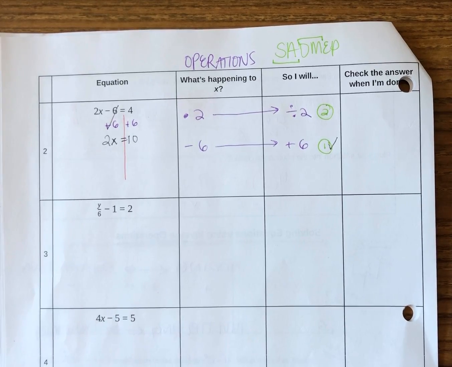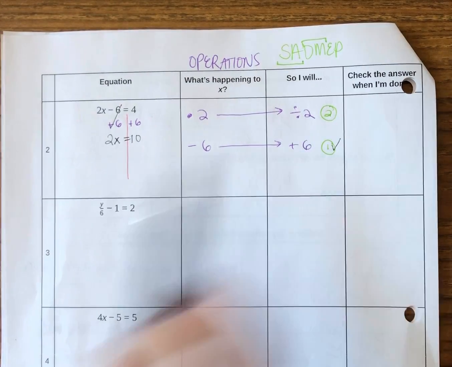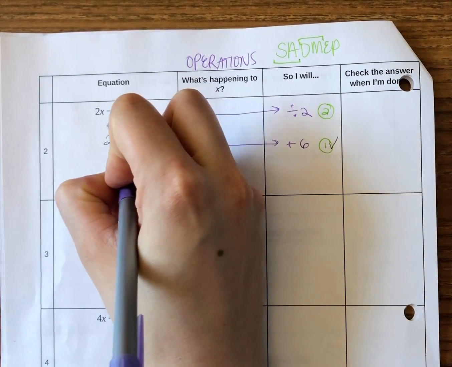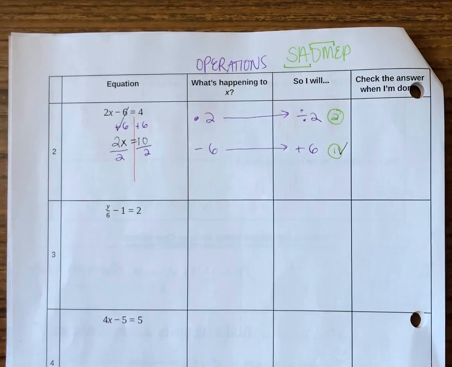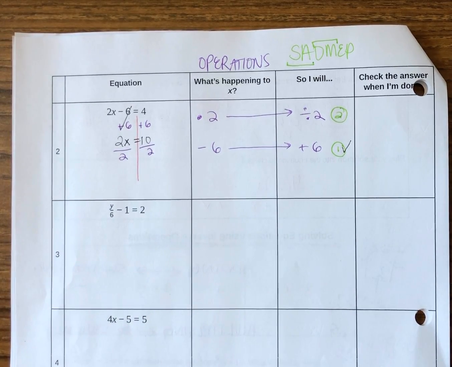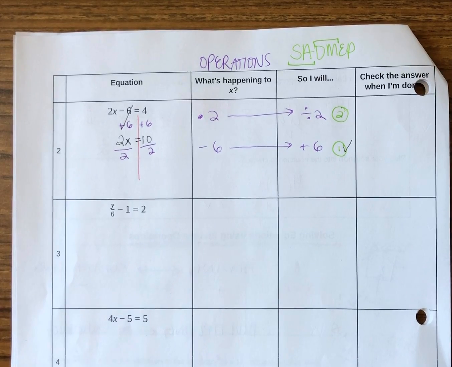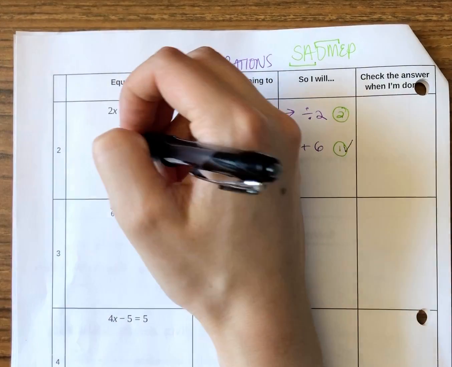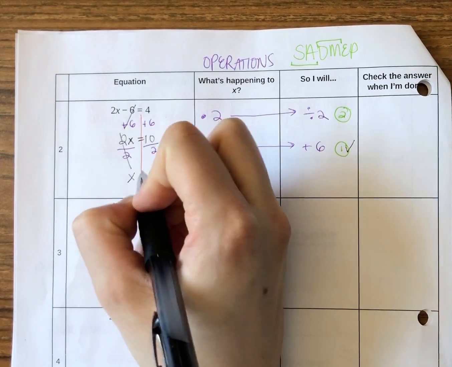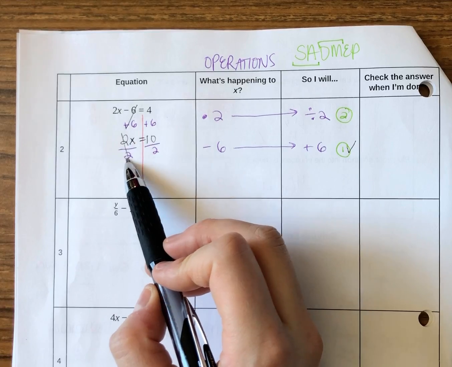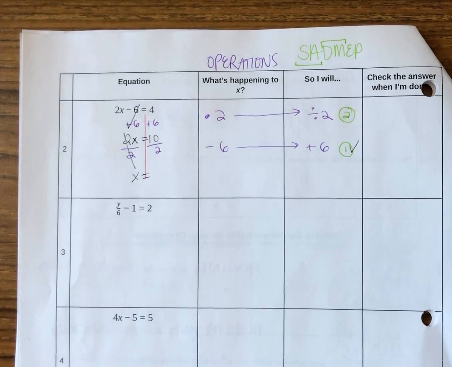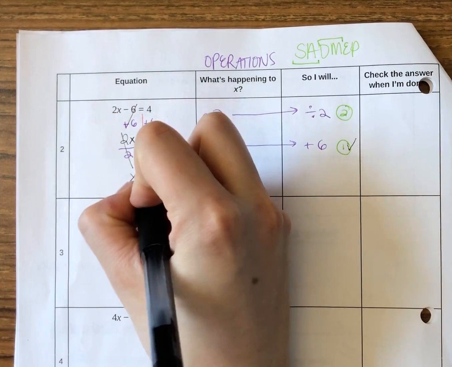The next thing I said I would do is divide both sides by 2. So I'm going to take my 2, and I like to divide using a fraction line, another way to write division. And I'll write my new equation after I've divided both sides by 2. So 2x divided by 2 cancels and just leaves me with x. The dividing by 2 undoes the multiplying by 2. And on the other side, I have 10 divided by 2, which is 5.